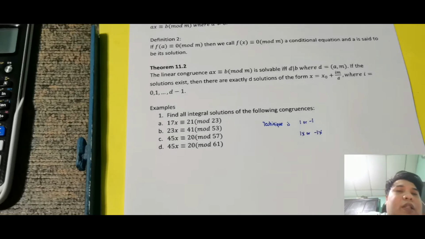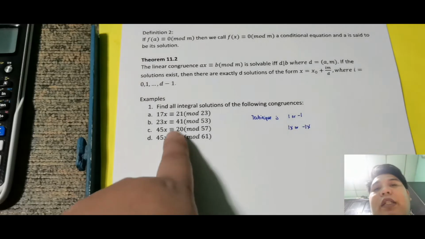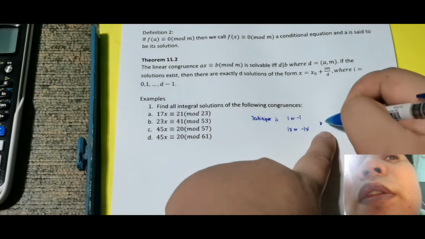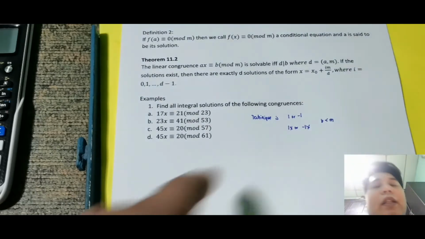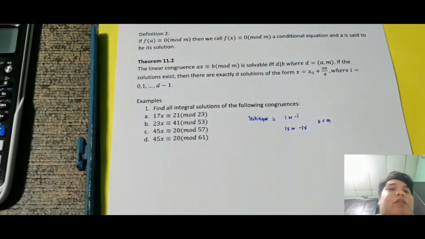Ganun lang siya, kasimple. Okay, others, dapat make sure din na yung b is less than m. So, pag nangyari na to, b must be less than m na rin. Pero before that, yung technique na yan, syempre, check muna natin kung solvable. Yun yung mga unang gagawin.